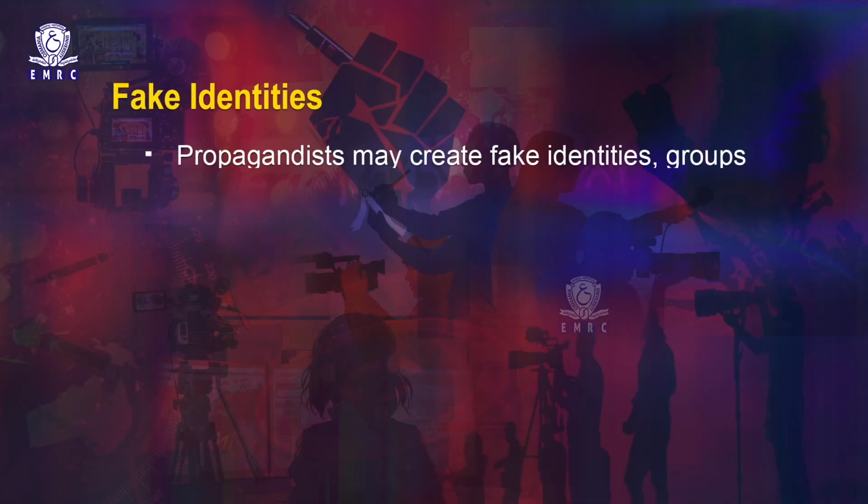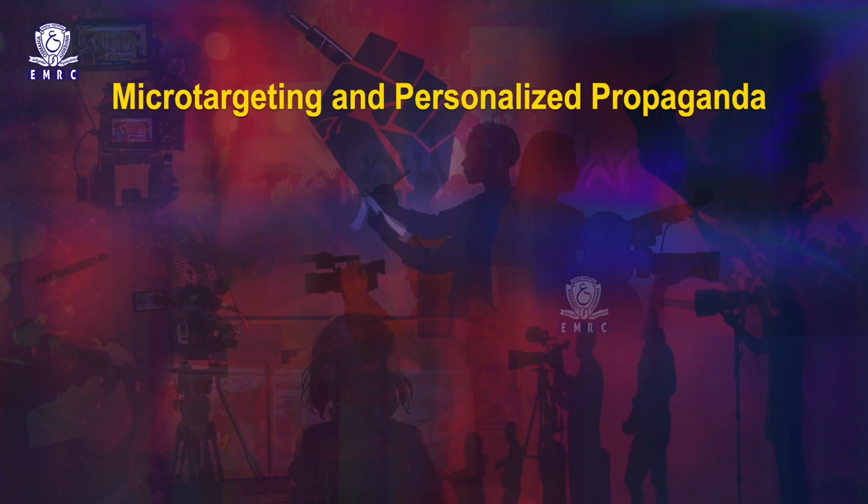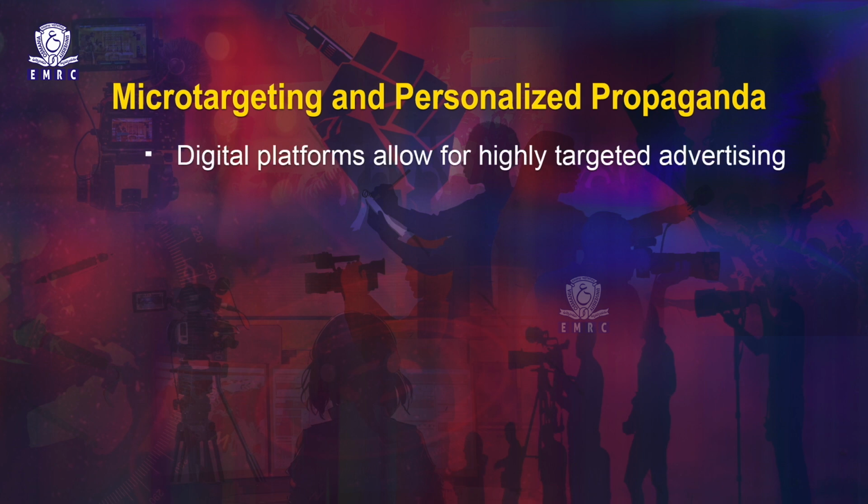This algorithmic manipulation can reinforce bias and polarize opinions. Fake identities. Propagandists may create fake identities, groups or movements to give the illusion of grassroots support for a particular cause. This aims to manipulate public perception by simulating genuine interest and engagement. Micro-targeting and personalized propaganda. Digital platforms allow for highly targeted advertising and content delivery.